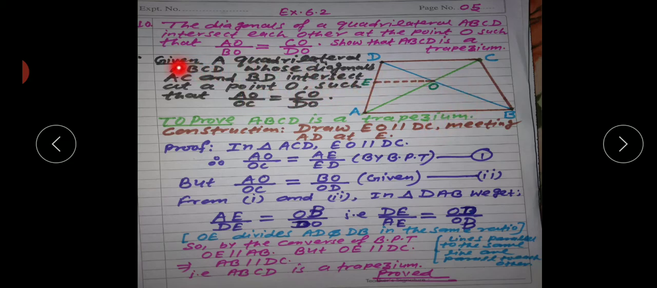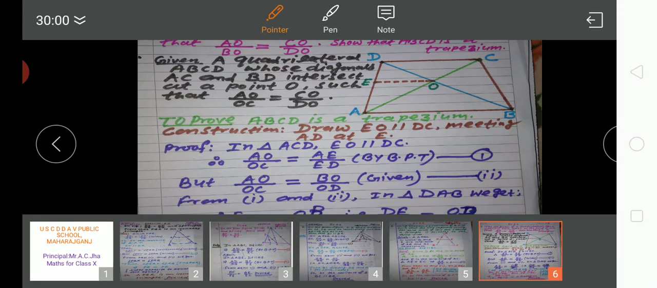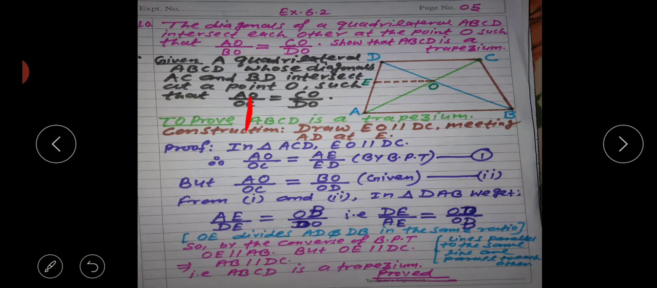Then we have to prove that this quadrilateral is a trapezium. So first write what is given: a quadrilateral ABCD whose diagonals AC and BD intersect at point O such that AO upon OB is equal to CO upon DO. One mistake is here, there will be OB. Then what we have to prove? We have to prove ABCD is a trapezium.